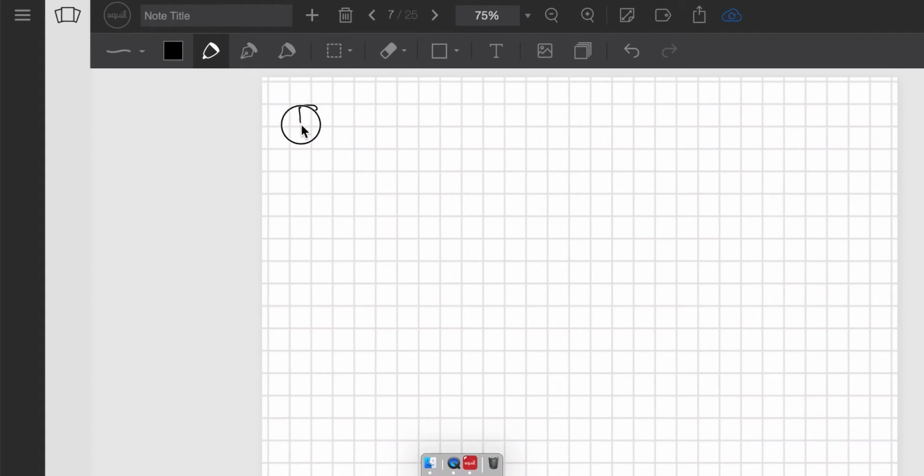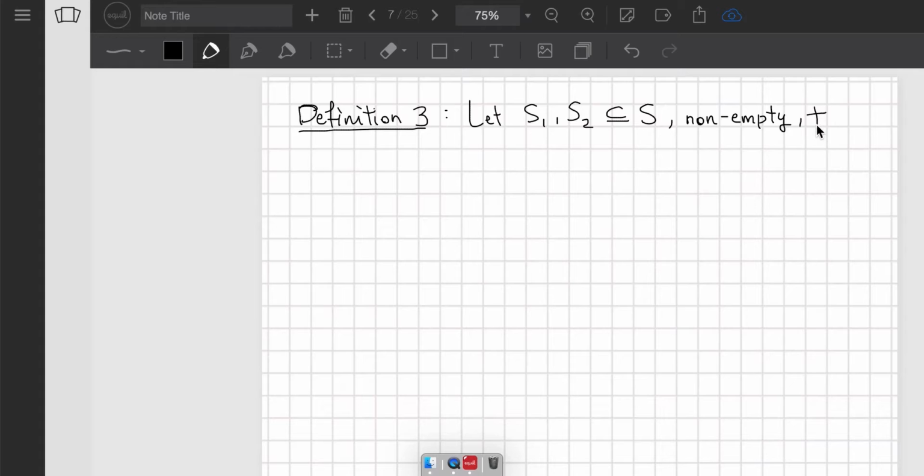Okay, so definition. I believe this is the third one. Let's see, yeah, Definition 3. Let S1 and S2 be subsets of a set S. And they have to be non-empty, okay? So they cannot be the empty set. Then we define the sum of these two sets.